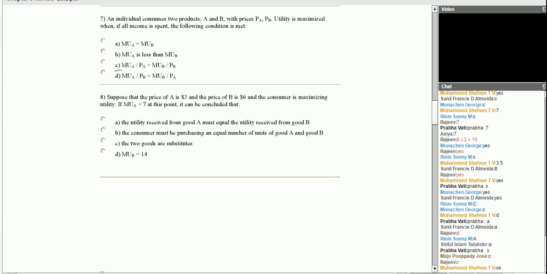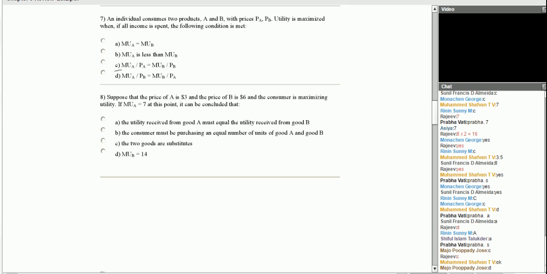Now what is this? Suppose that the price of A is $3 and the price of B is $6 and the consumer is maximizing utility. If marginal utility of A is 7, it can be concluded that... Majo says D. What about others?